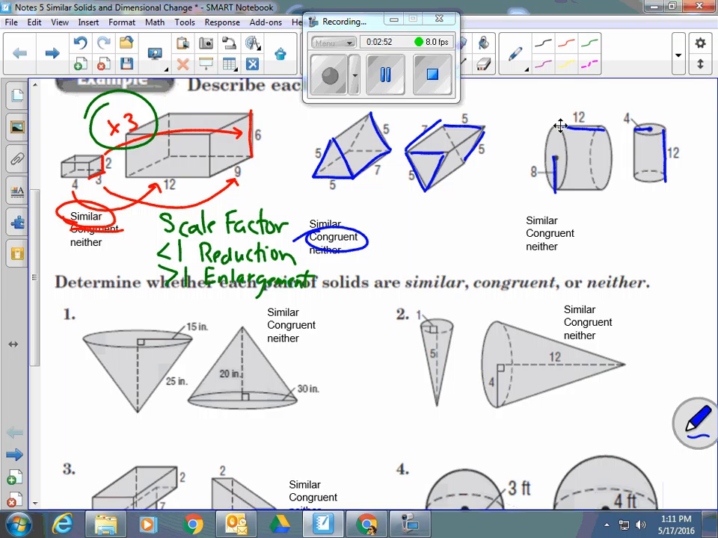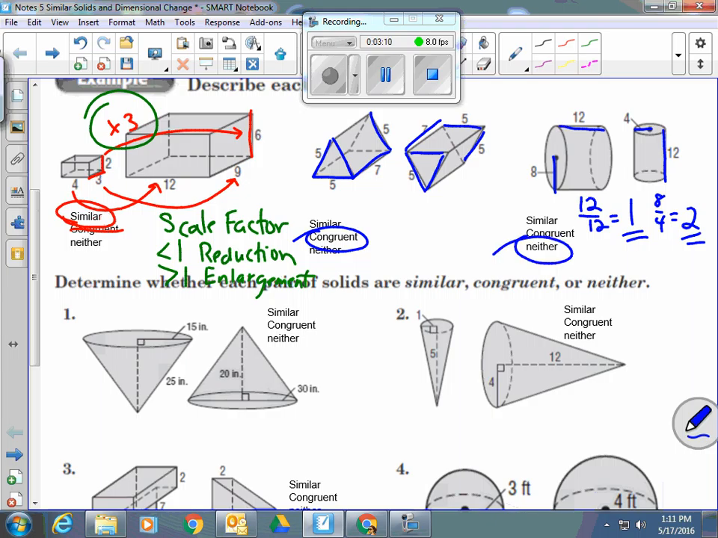So if I use this side, it's 12 over 12, which is a scale factor of 1. And if I did the radius, it's 8 over 4. That gives me a scale factor of 2. These two numbers must be the same in order for them to be similar. Okay, which is why this one is neither.